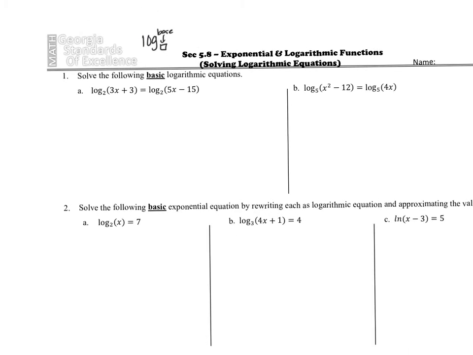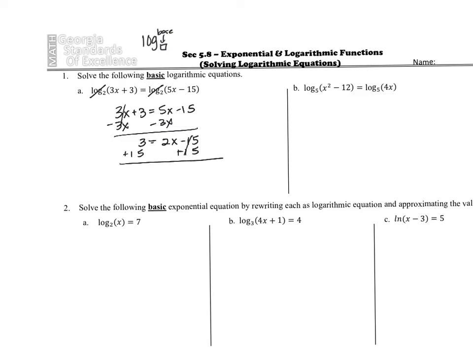So if they have the same base and they're equal to each other, they can actually just cancel out. So then you have 3x plus 3 equals 5x minus 15. It doesn't matter how you solve this, just make sure you solve for x. You get 3 equals 2x minus 15. Let's add 15 to both sides. 18 equals 2x, divide by 2. X is equal to 9.